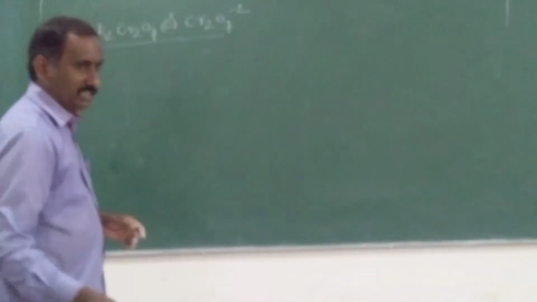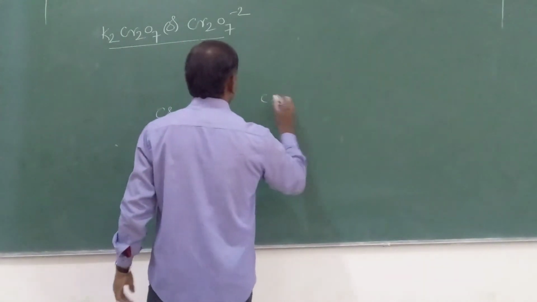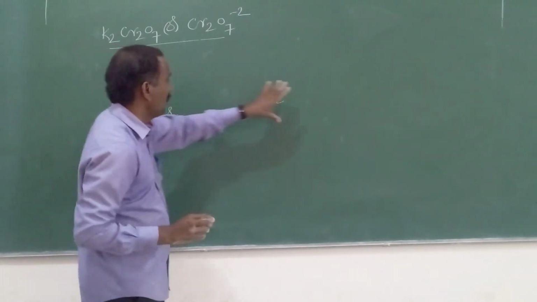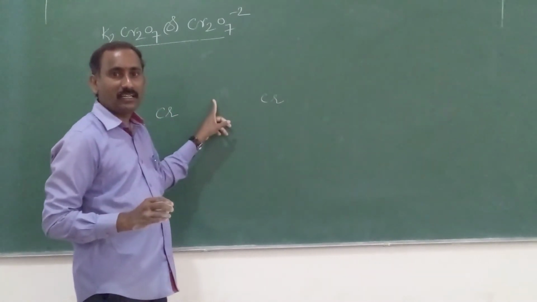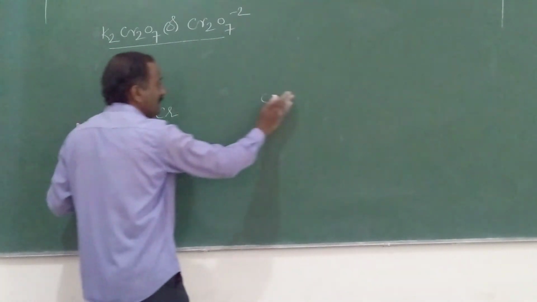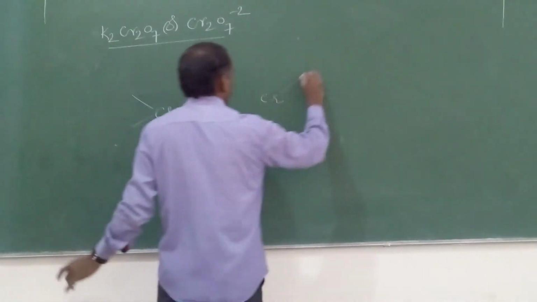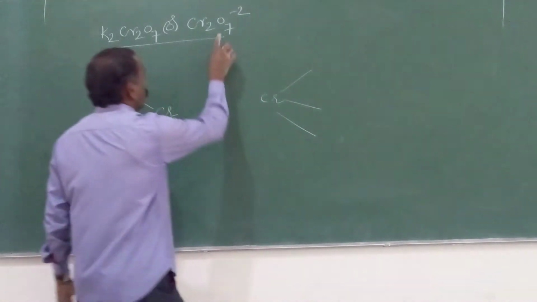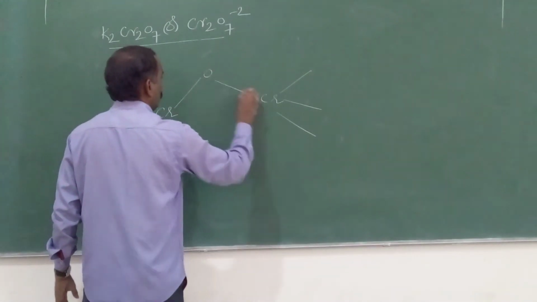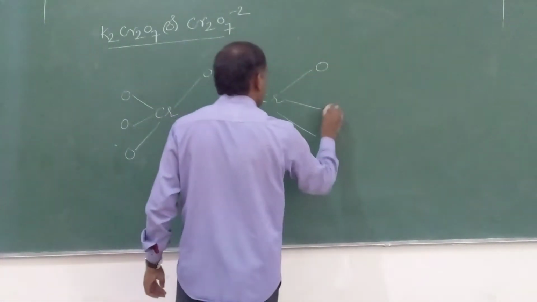Just 1 minute. How can you draw the structure? Two chromiums are there: left side one chromium, right side one chromium. A total of 7 oxygens are there. Equal distribution: left side 3 oxygens, right side 3 oxygens, and in the center 1 middle bridging oxygen. So 3 oxygens here, 1 oxygen in the middle, and 3 oxygens on this side.